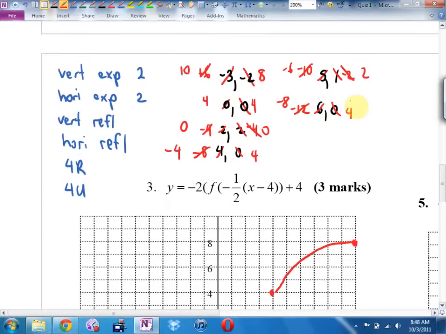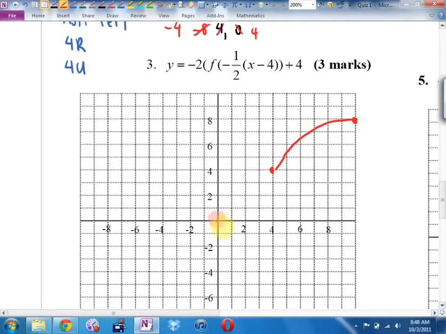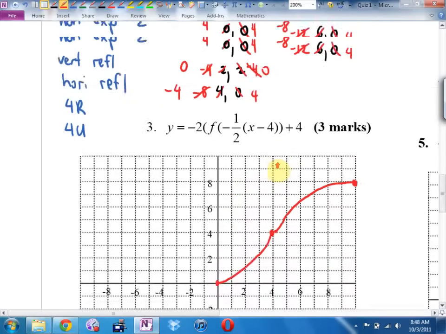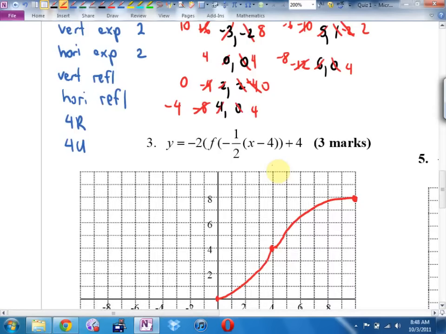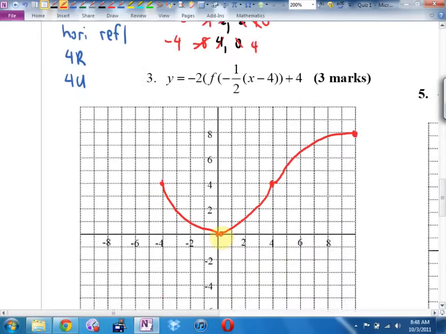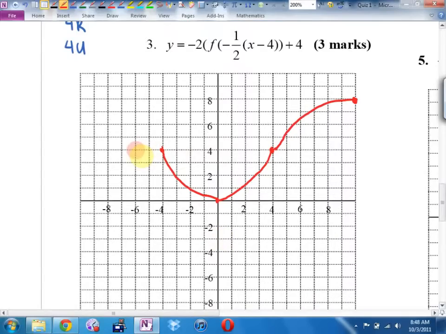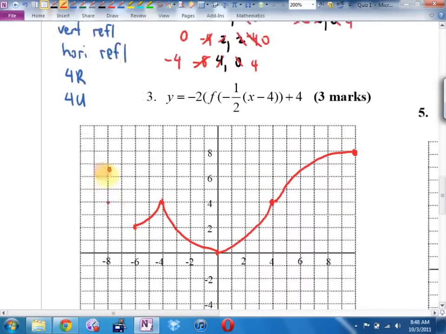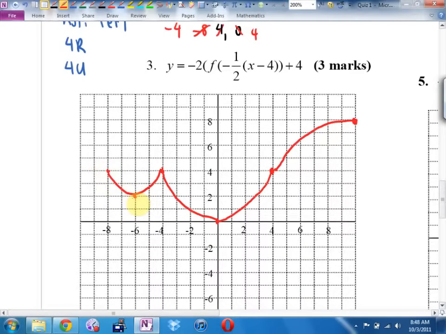Apparently, I should end up at 0, 0. I should end up at negative 4, 4. I should end up at negative 6, 2. And I should end up at negative 8, 4. Is that what you get? There it is.